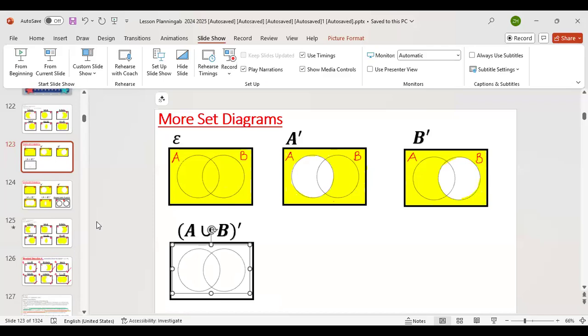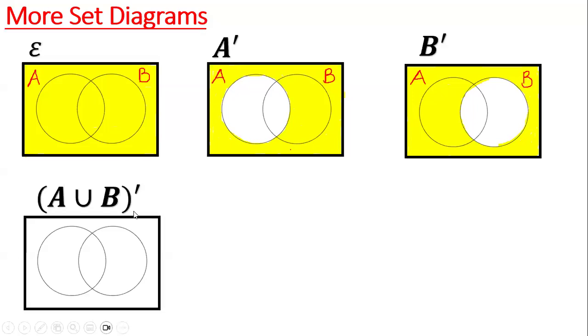Oh, by the way, what does this mean? What is this saying? A union B complement. Yes, thank you for adding that. A union B complement. So the complement of A union B, so everything except A and B.